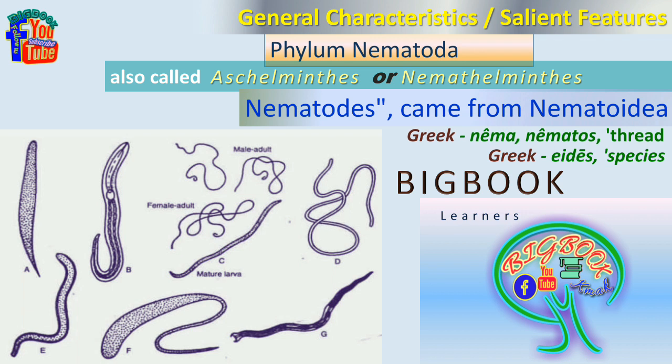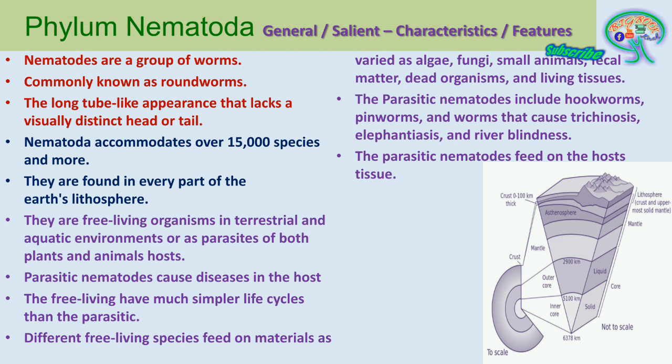So nematode means thread-like species as they appear. In this picture you can observe the nematode organisms, which appear like thread-like species, from thin to some range of size. In this slide, we will discuss the general salient characteristics or features.